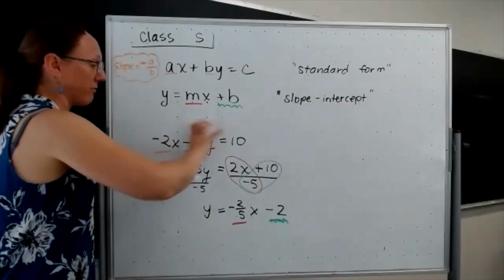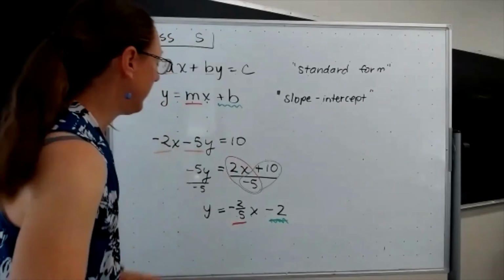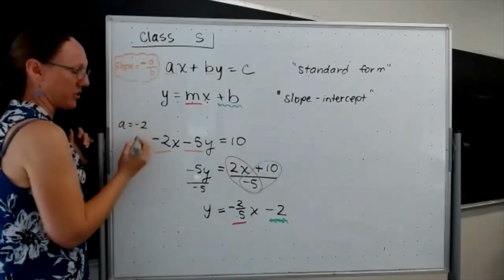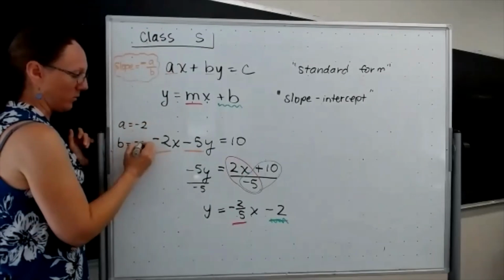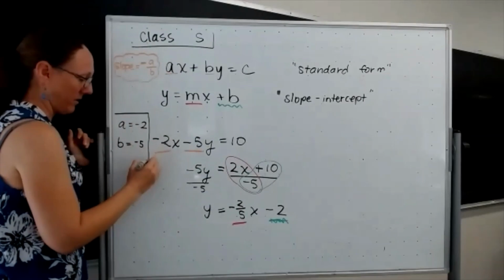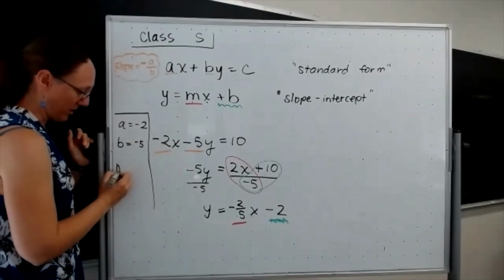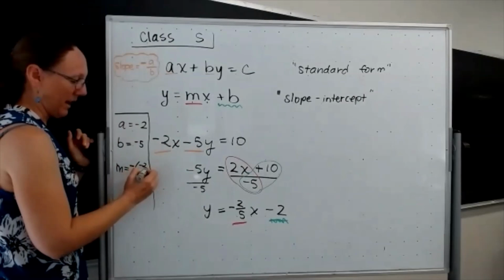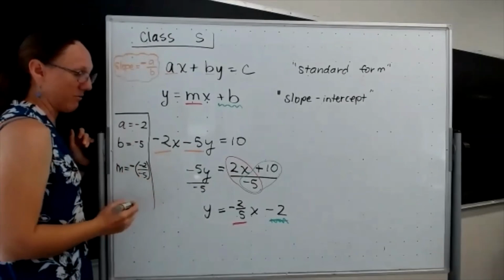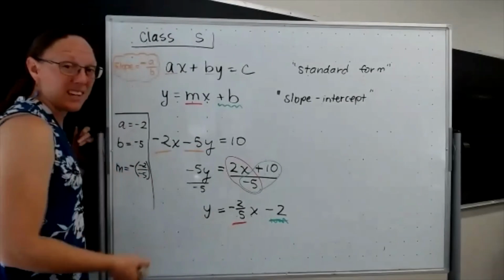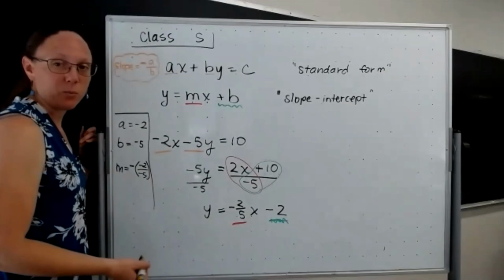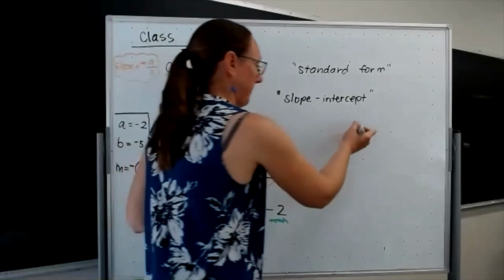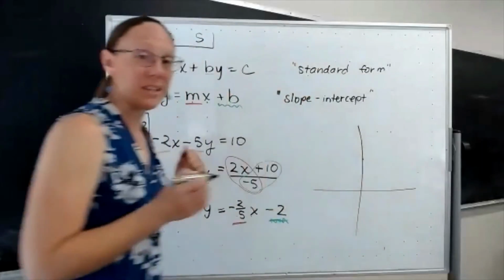And if we think about it for this equation, if I were doing that, our A was equal to -2, B was equal to -5. So if we found our slope, we would have the negative of -2 divided by -5, which gives us the -2/5 that we knew it should be. Now let's get to graphing.